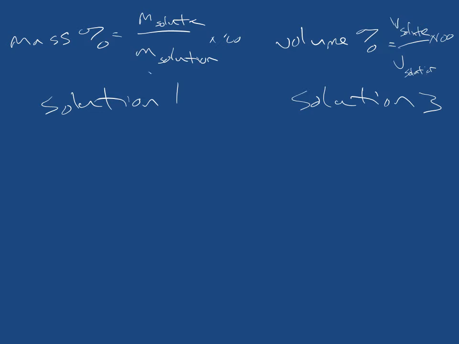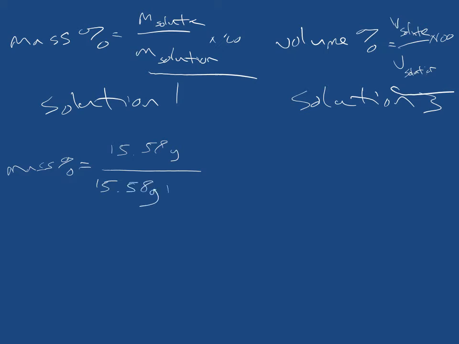Now keep in mind, this is the mass of the solution, the volume of the solution. So we have to add a couple things together. So for solution 1, the mass percent would be, just put in the numbers, we're going to take 15.58 grams of glucose over 15.58 grams of glucose plus 249.52 grams of water, times 100.